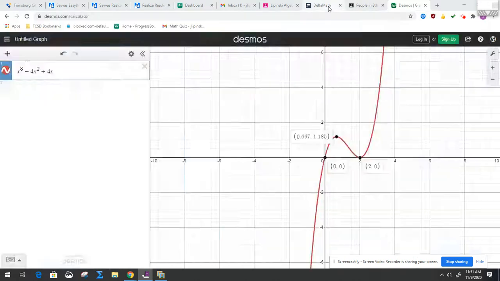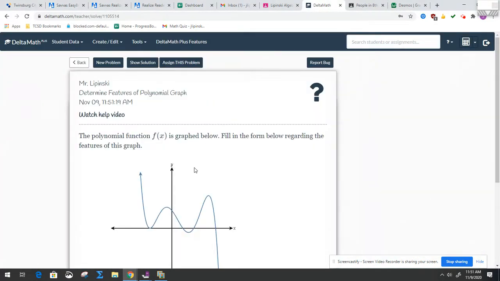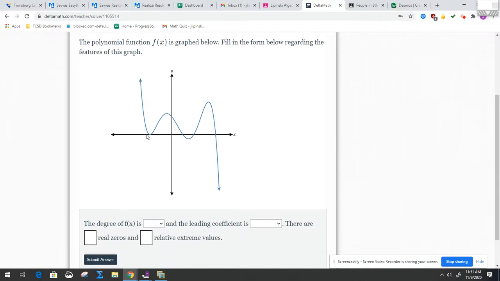So I want to look at just a couple problems. One of these problems is finding the features. So it says the polynomial's graph below. It says the degree of the polynomial. Now to find the degree, I'm going to ask you if it's either even or odd. It's even if it's going up and up or down and down. If both of the end directions are going the same way, then it would be even. Because this is not going up and up or down and down, then the degree of this is odd.